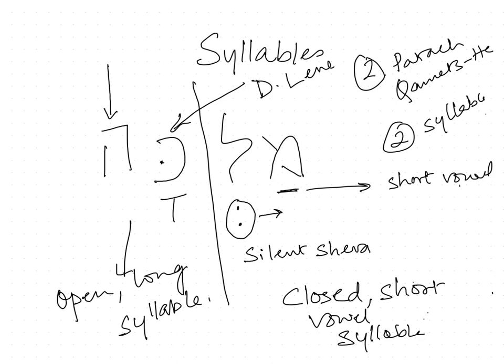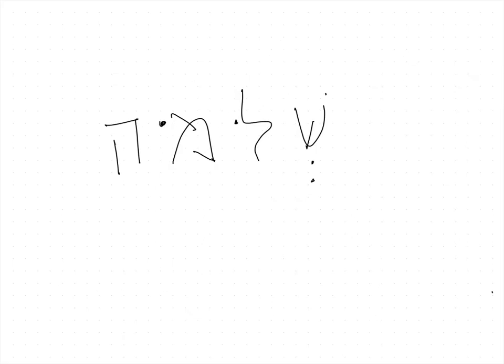Let's try another one. Alright, this is the word. I have a shin with a vocal shava because it begins the word. I have a lamed with a kolem, a mem with a kolem, and it ends with a he. Now, again, the first question you ask is how many full vowels are there? And the answer is there are two full vowels.